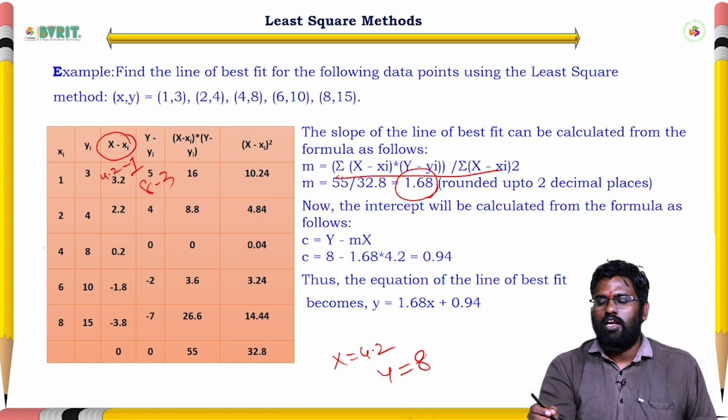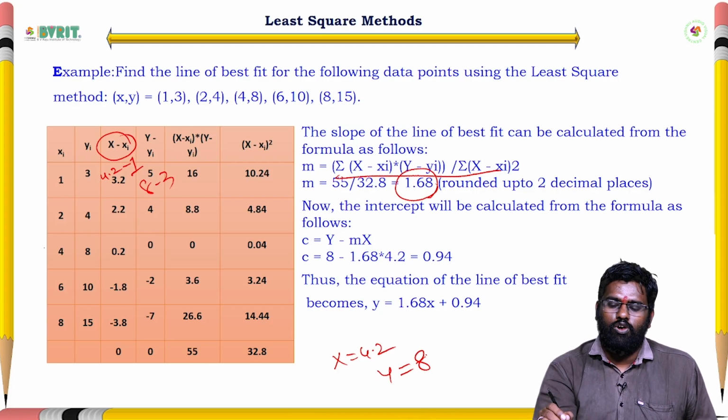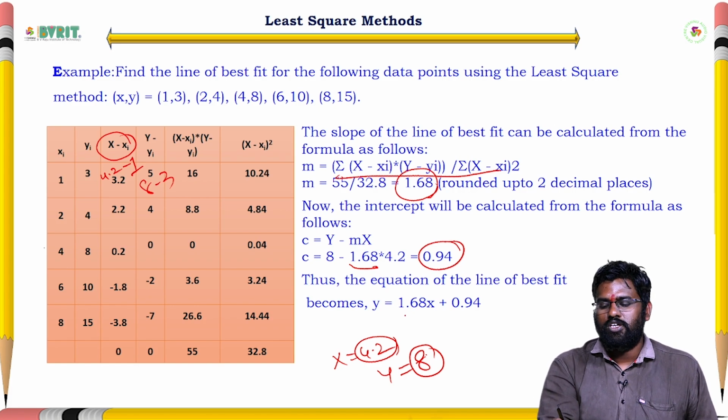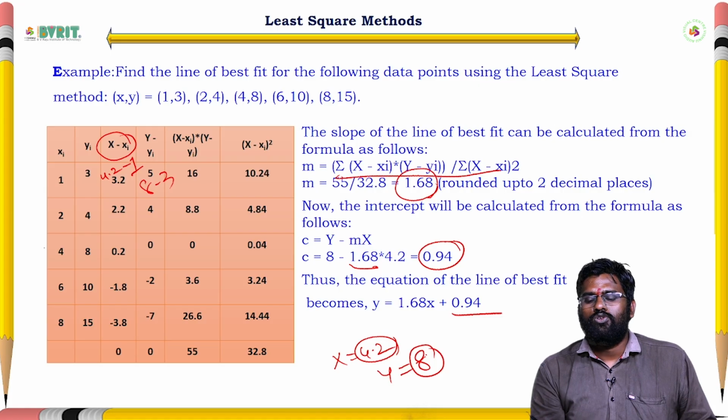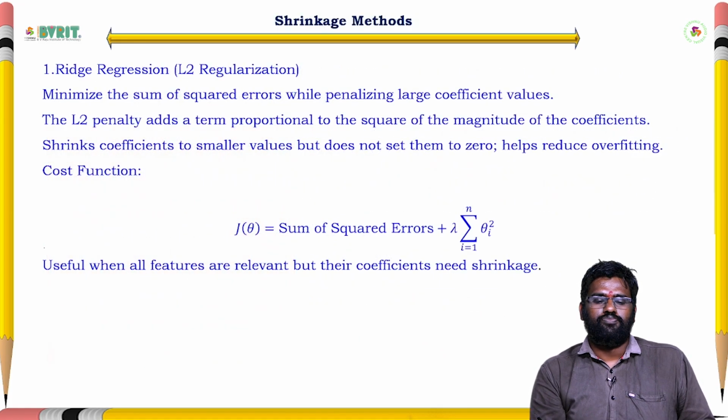So it is nearly up to 2 decimal points only, we are taking 1.68. So y = mx + c, meaning the c value we calculate as y - mx. The y value we already know is 8, minus the m value 1.68 into the x value we know, 4.2. So that is 0.94. So in our equation y = mx + c, the m value is 1.68 and the c value is 0.94. So that is about how to find the least square method in the regression line.